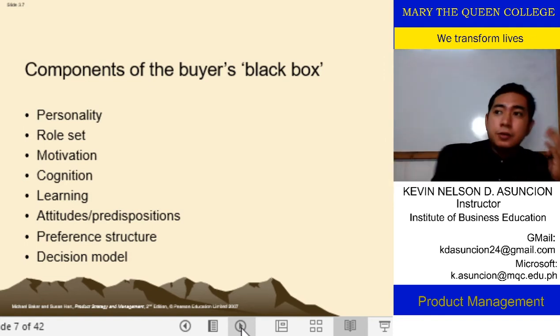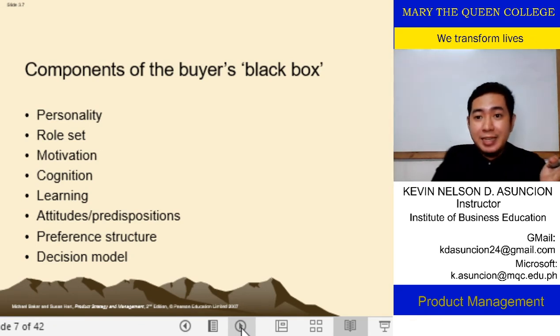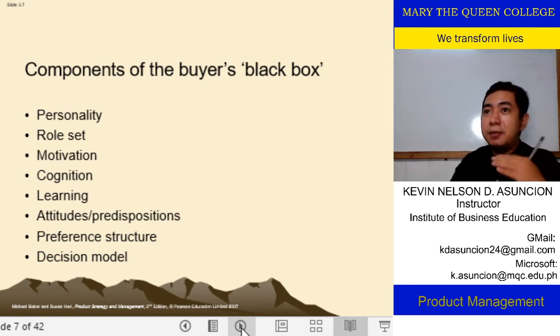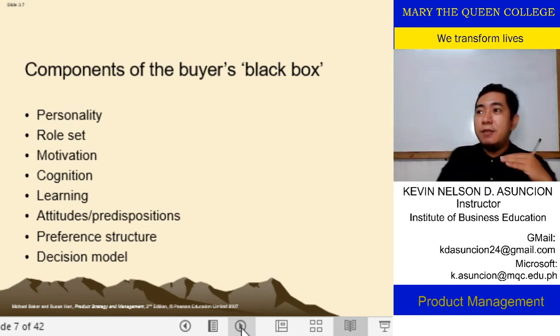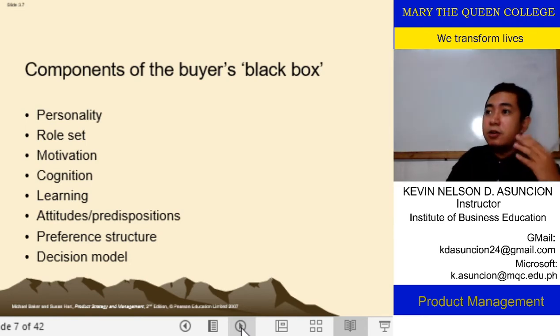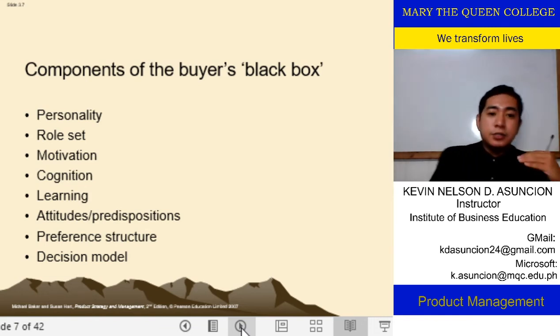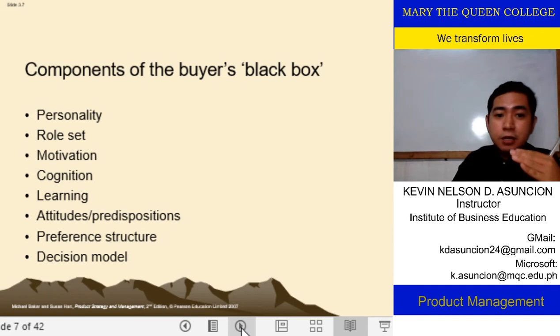Okay? So, the motivation. You know, we have different levels of motivation and we'll be seeing that later. So, merong mga tao that are motivated by the price. There are people that are motivated by the features and any other reason. Your cognition is the mental processes on how you perceive things. Okay? So, of course, factor din your learning.